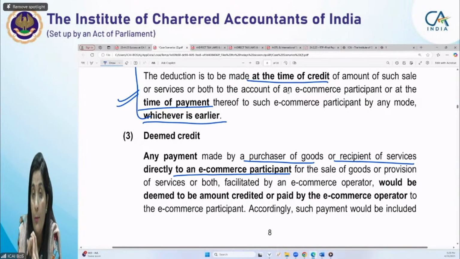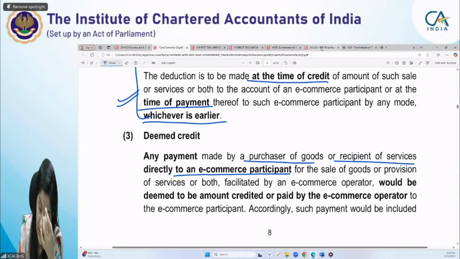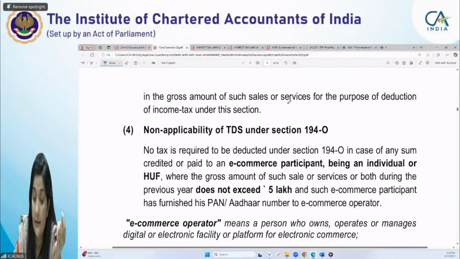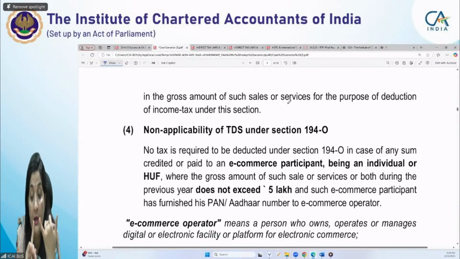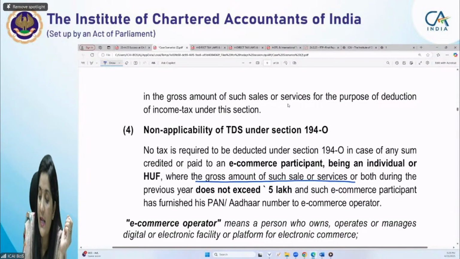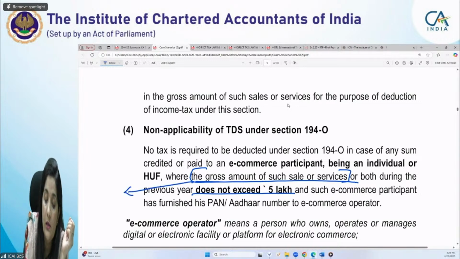What is important here is the threshold limit in the case of individuals and HUFs, only for individuals. If the e-commerce participant is an individual or an HUF, then no TDS would be deductible if the gross amount of such sale or services does not exceed ₹5 lakh. It matters here that if you have direct payments, those also would be included in this gross amount.